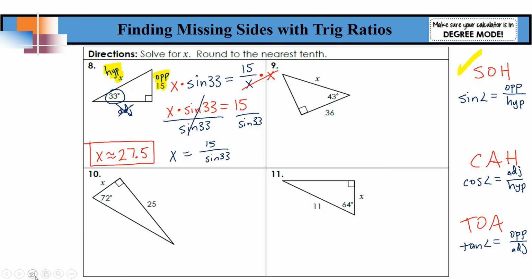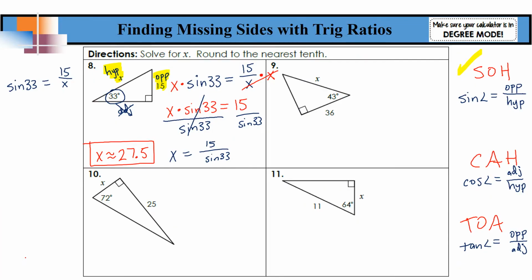Allow me to show you that off to the side, and if you want to use this moving forward, you're welcome to. Back at the beginning, we wrote this down as sine of 33 equals 15 over x. And we had to perform two operations to get x by itself. We had to multiply both sides by x and then divide by sine of 33. We can actually do that in one step moving forward, but it depends on our understanding of division.